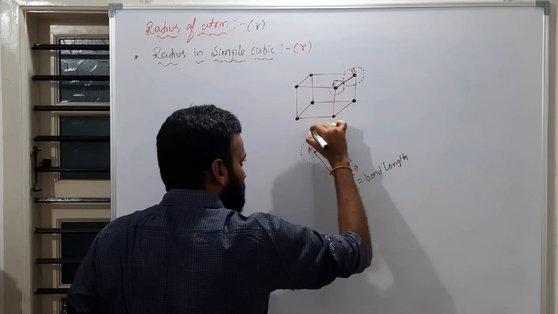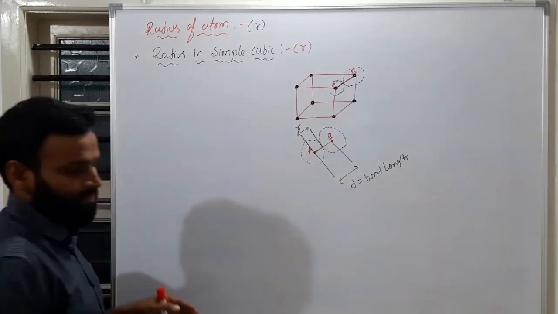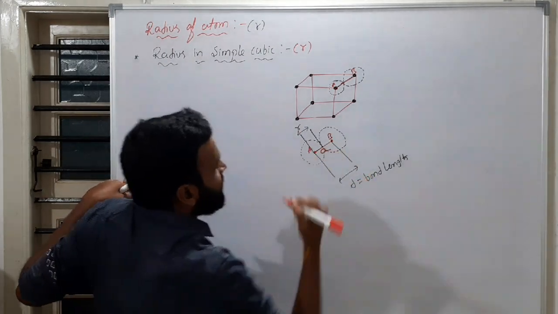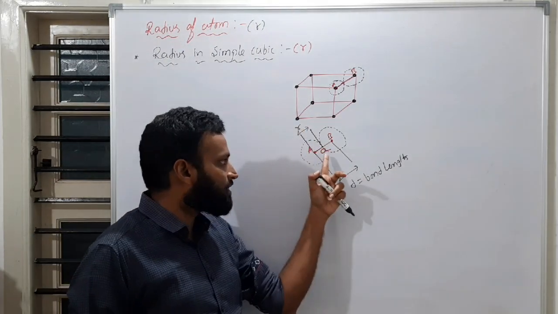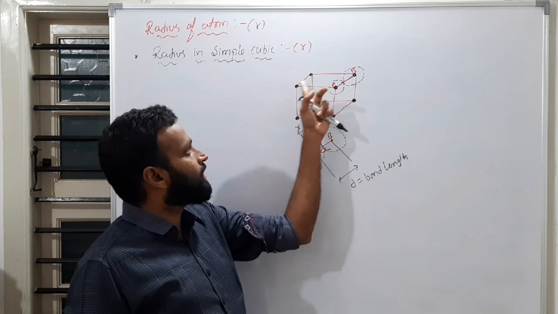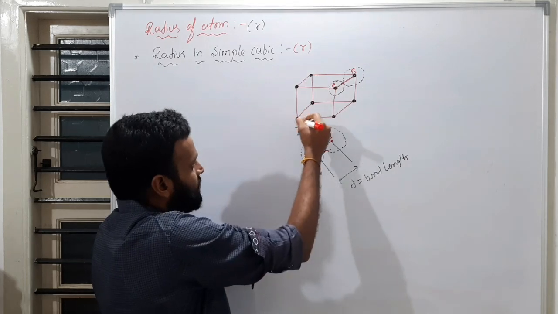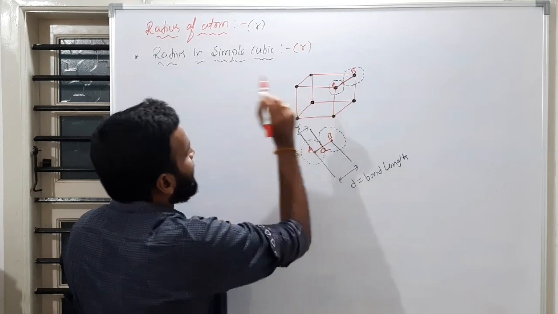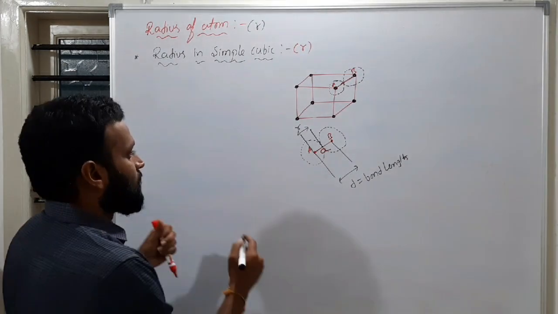Half of the distance, from here to here, is what we call the radius. So this radius has a relation with the edge length. We will see now. AB is an edge, correct? You can consider two atoms here also, not a problem, or two atoms here, not a problem. Any edge you can consider, because atoms are present only at the corners in simple cubic.